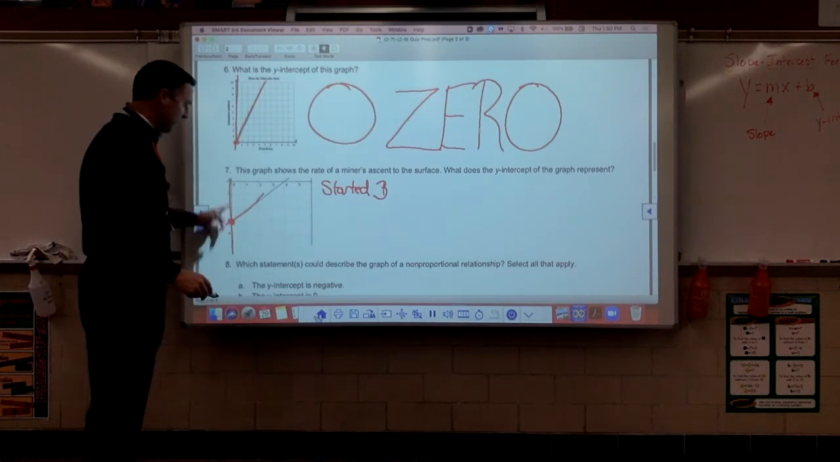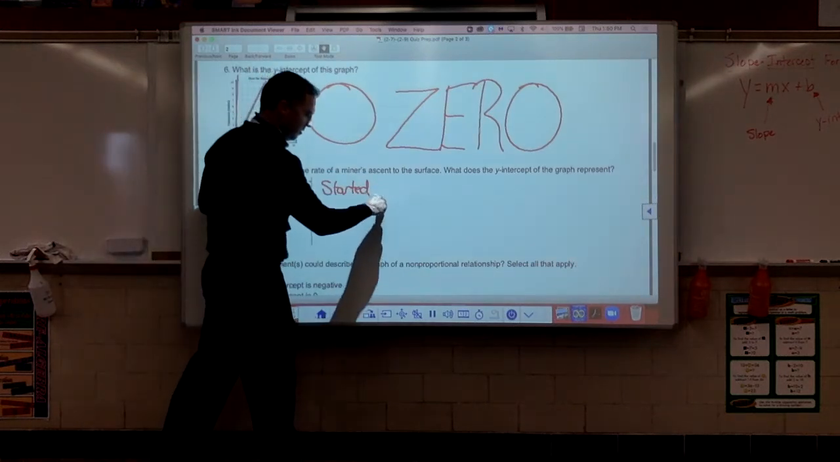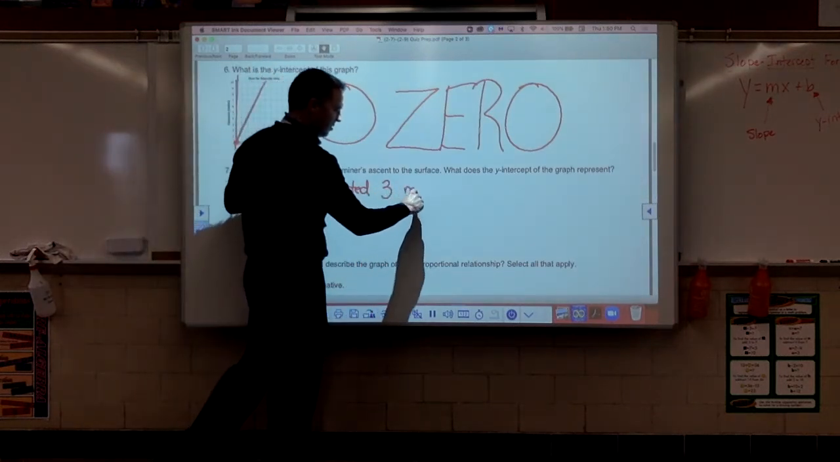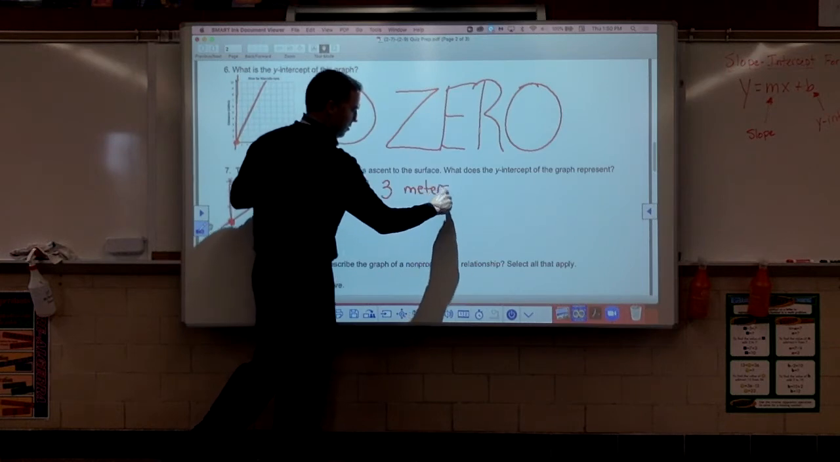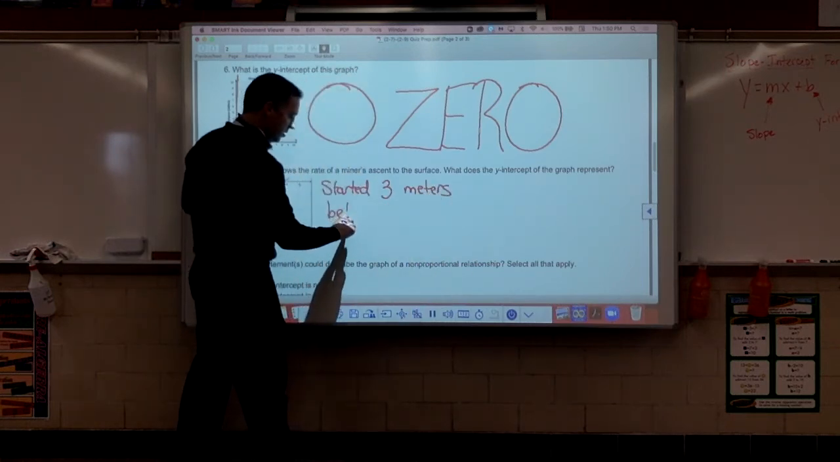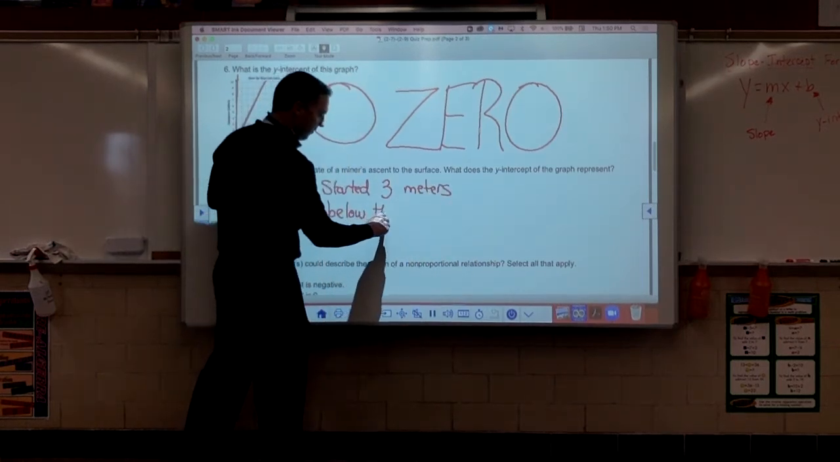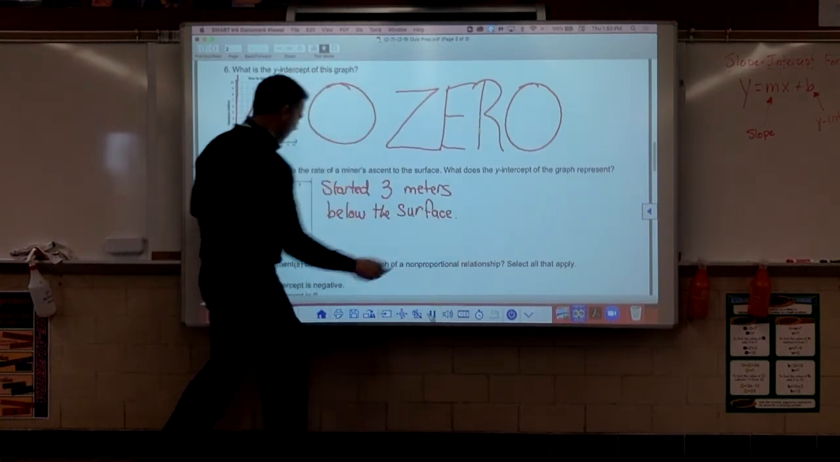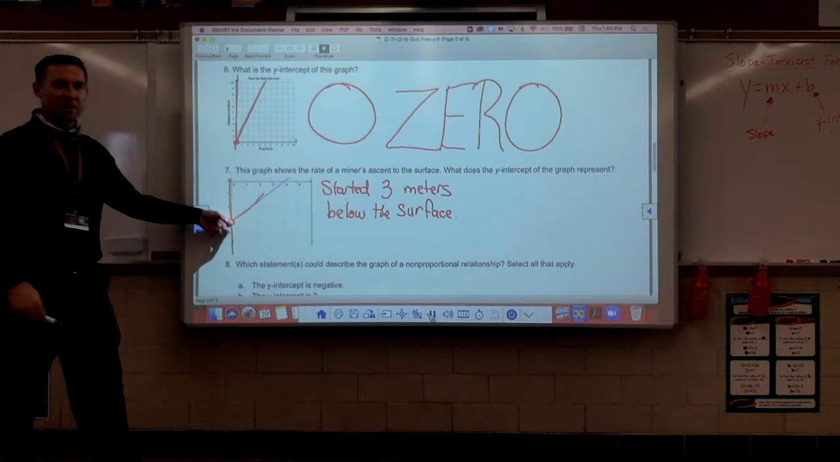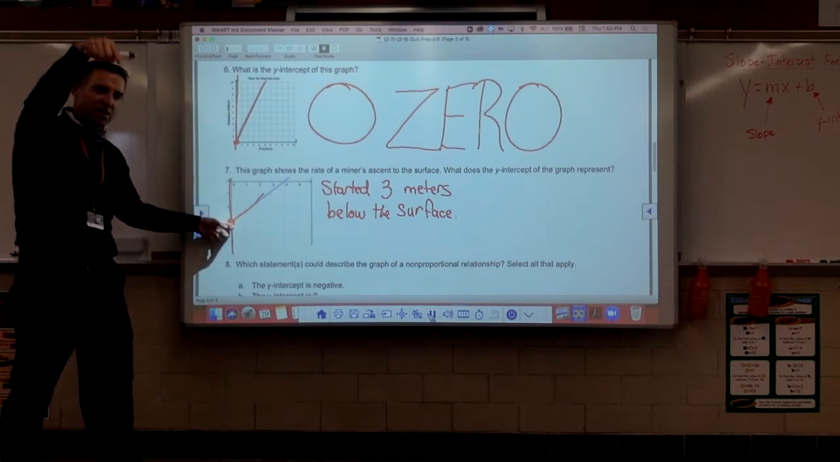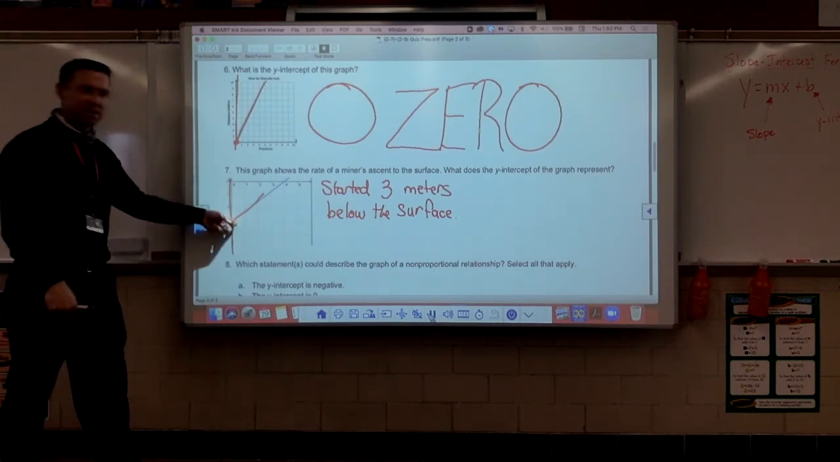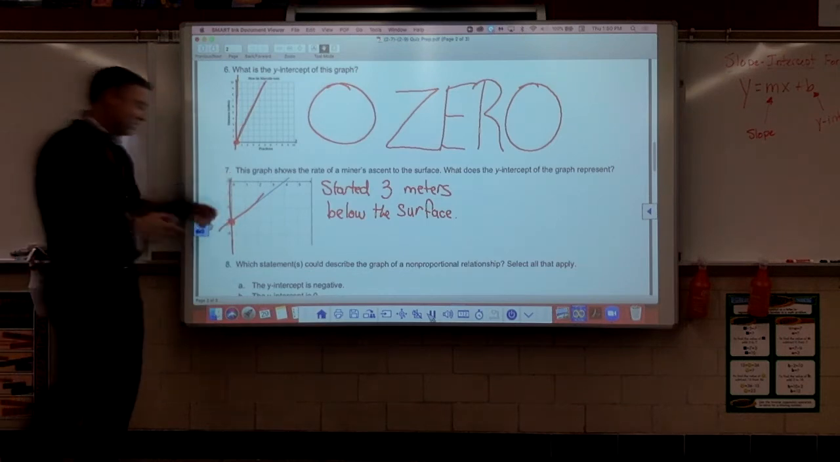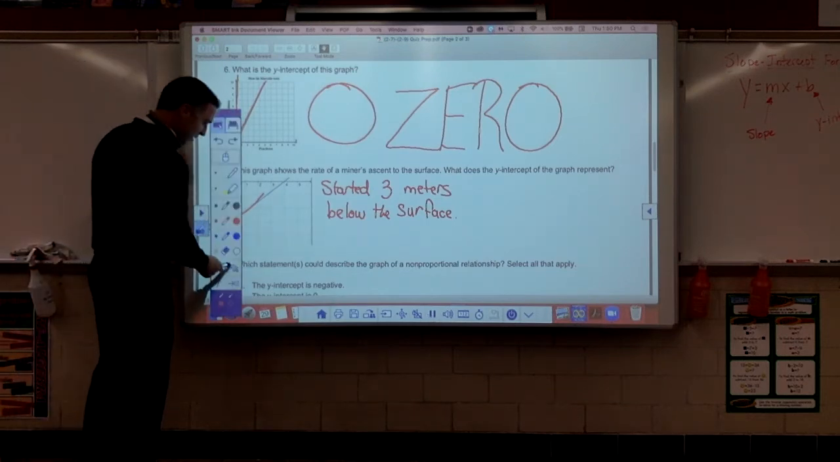Ooh, we don't have a label over here. Let's just say meters. 3 meters? Kilometers? Below the surface. Okay, so a y-intercept of -3 means he's starting 3 units below the surface, or in this case, 3 units below the origin. We can say anything. All right, moving on, number 8.